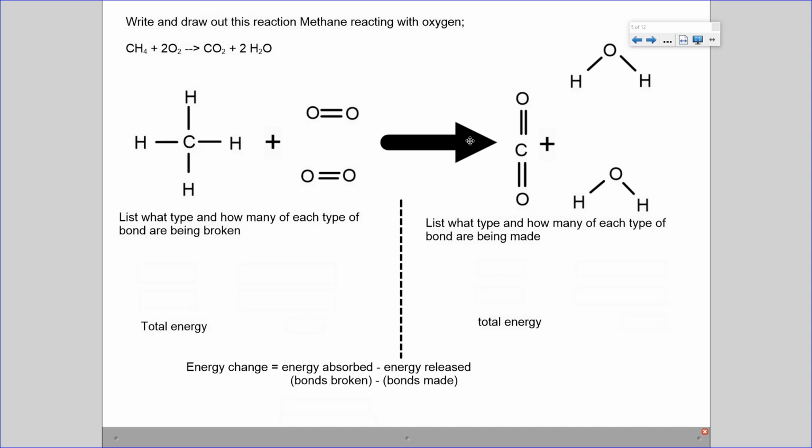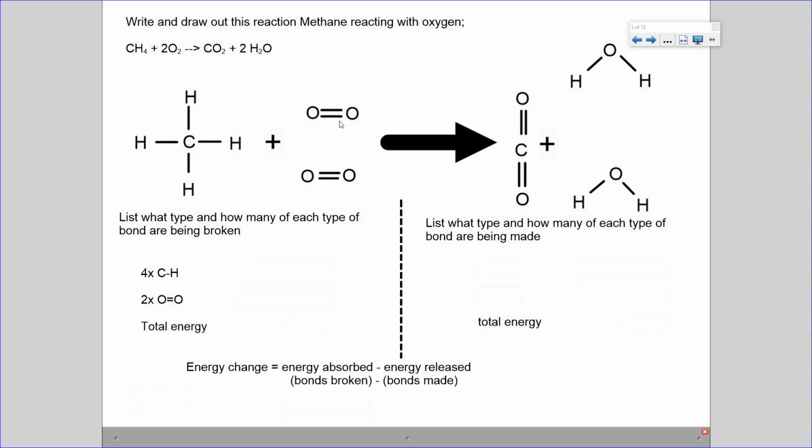Okay, I haven't got it on here, but let me go through and then I've got an example for you. So, first off, I will list all of the bonds that are being broken. So we've got 4 carbon-hydrogen bonds, 1, 2, 3, 4, and we've got 2 oxygen-oxygen double bonds.